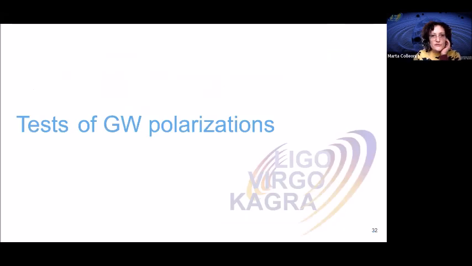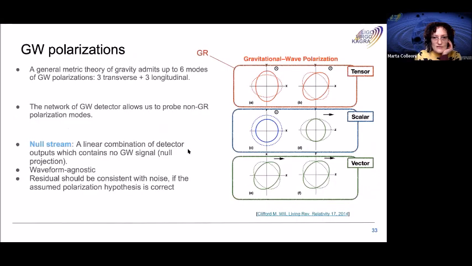Next, we move on to tests of gravitational wave polarizations. In a general metric theory of gravity, we will have up to 6 polarization modes for gravitational waves: 2 tensor, 2 scalar, and 2 vector modes. And with a network of interferometers, we can probe the polarization content of gravitational waves, because detectors at different locations will have a different response to gravitational wave signals depending on the sky location of the source and on the polarization content of the signal.